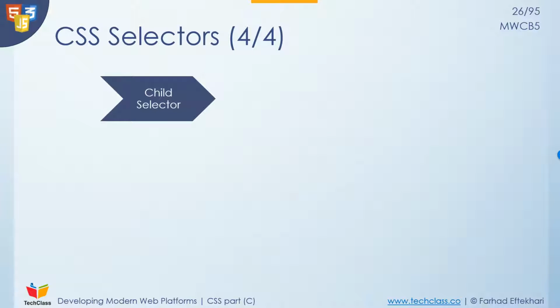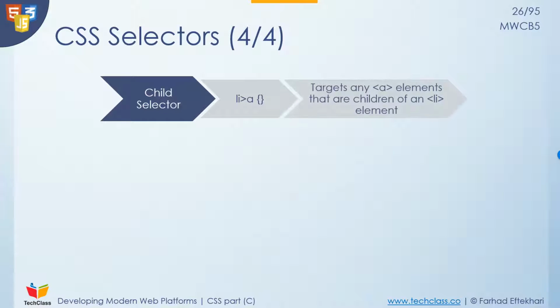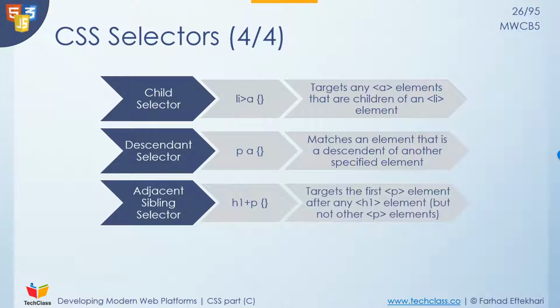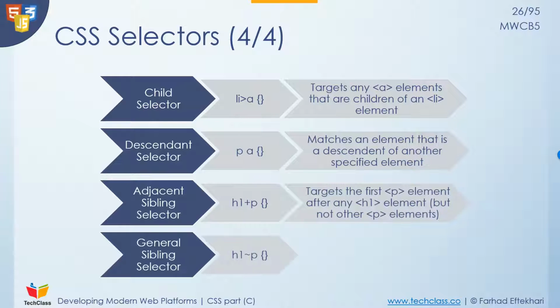We also have some other selectors like the child selector. Here you can see, it means it targets any A tag that is a child of an LI tag element. And also we have the descendant selector, which is this one. It matches an element that is a descendant of another specified element. They are really interesting to play with, and you can also try to use them as well, but we will also work with them together.